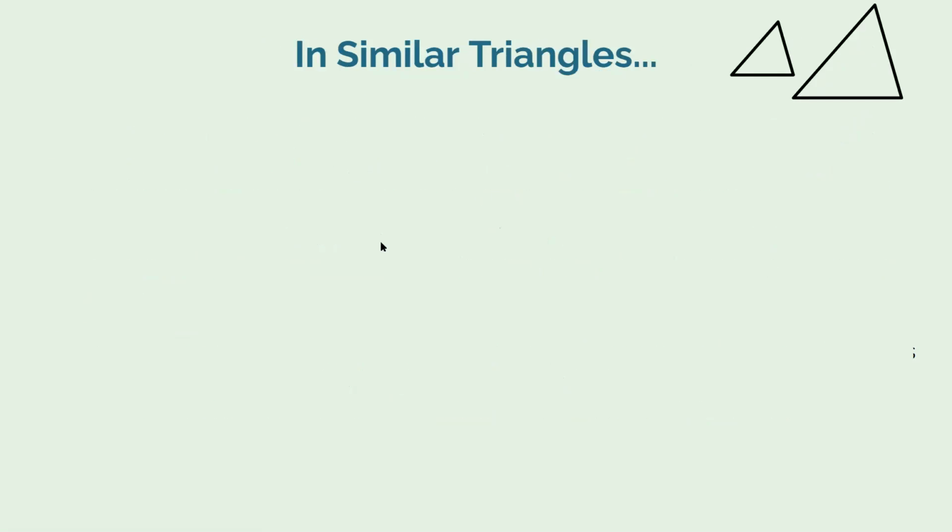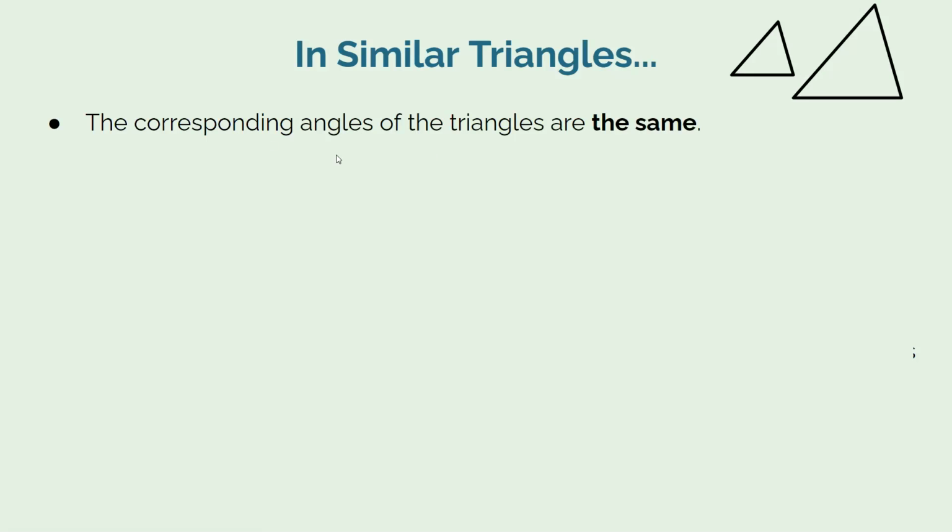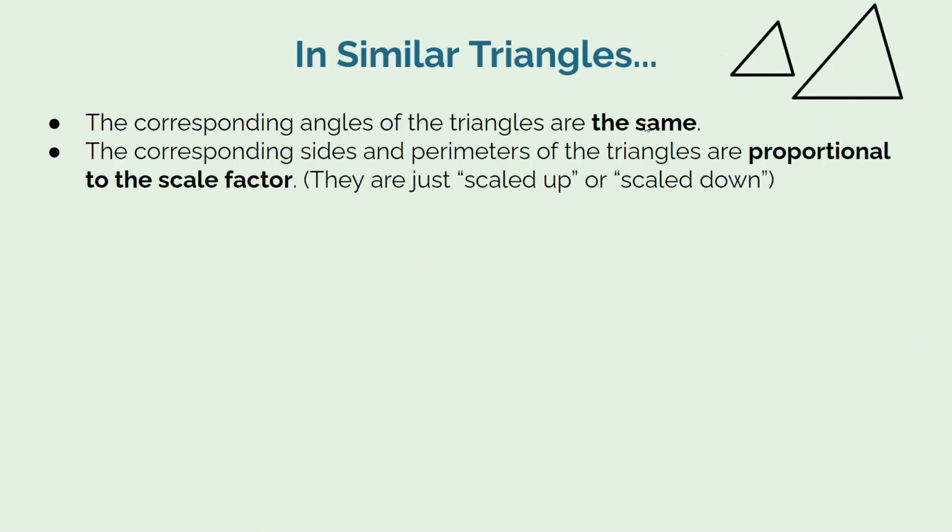Okay, so in similar triangles, the corresponding angles of the triangles are the same. In other words, if these two triangles here are similar, then this angle is equal to this angle, this angle is equal to this angle, and this angle is equal to this angle. Also, the sides and perimeters are proportional to the scale factor. The scale factor is what you multiply by to go from one triangle to the other, which I'll explain more in a second.